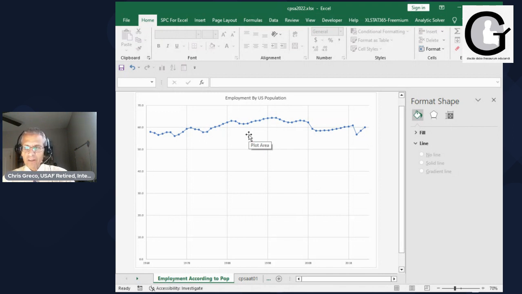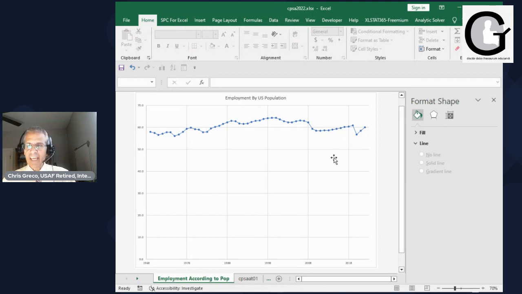But overall, and this is from 1968, this is over a period of 50 years. We're not going that far above or below 60% employment. We have 60% employment here, somewhere along, if you average it all out.